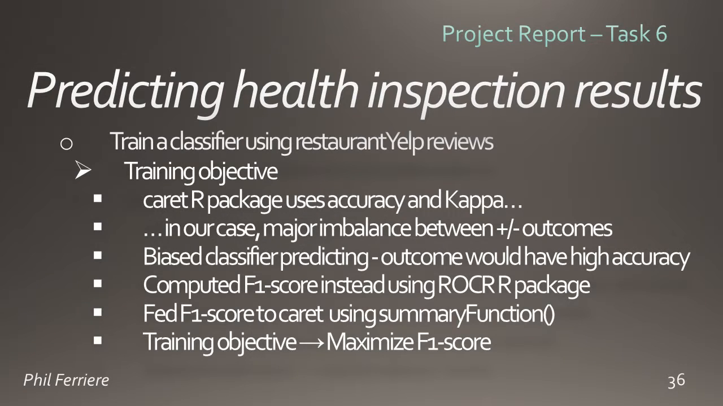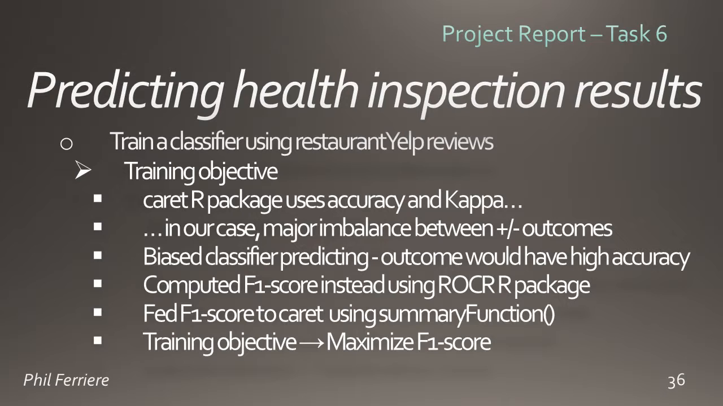To train and hypertune the classifiers, I used the Caret R package. It's a great package that provides a wrapper with a consistent interface around many different kinds of classifiers. By default, Caret uses accuracy and kappa to evaluate classification performance. But there was a major imbalance between positive and negative outcomes in the data, and it makes sense because many restaurants pass the health inspection while only a few fail.